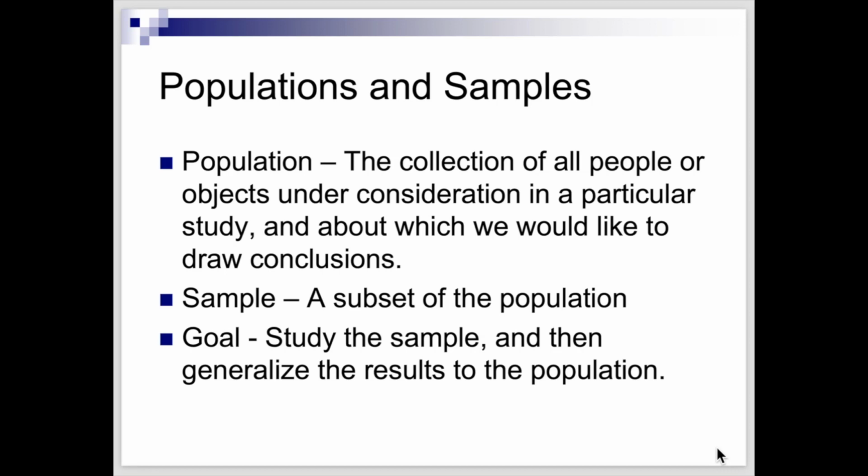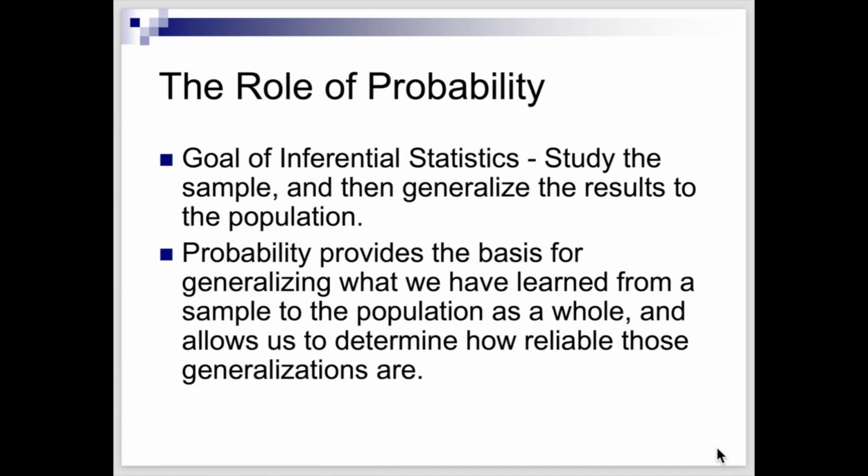Now the goal of any kind of research study is to collect a sample from the population, study the sample using the descriptive statistics that we have learned, and then generalize what we've learned about the sample to the population of interest. And so the question is, how can we do that in a valid way? That process is called induction, going from the specific results in a sample and generalizing those results to a population.